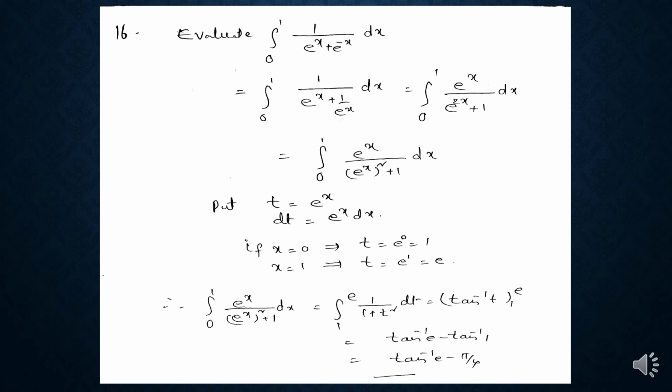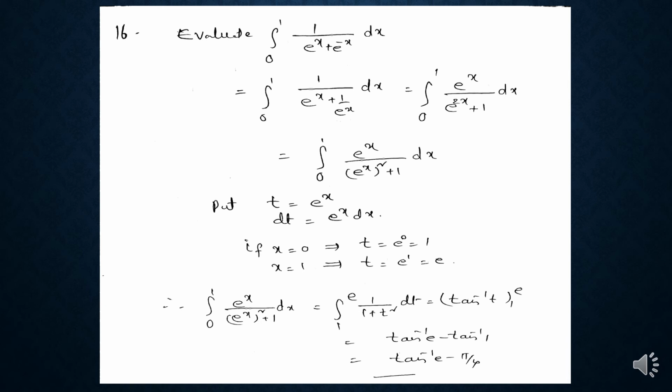Now by taking the LCM here, e power x into e power x plus 1, by e power x. So e power x is the LCM. Then that becomes 1 by (e power 2x plus 1) by e power x. Then the denominator comes into the numerator. That becomes e power x by e power 2x plus 1 dx. So integral 0 to 1 e power x by e power 2x plus 1 dx.